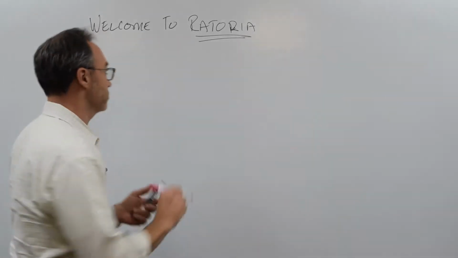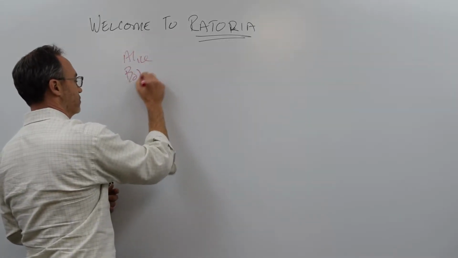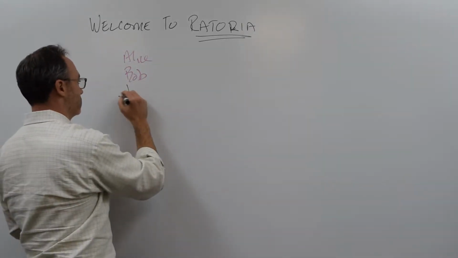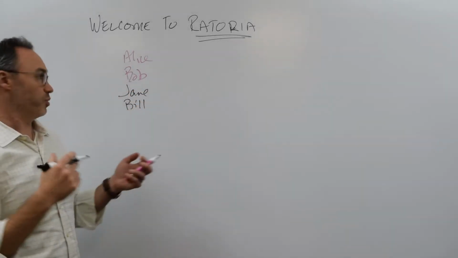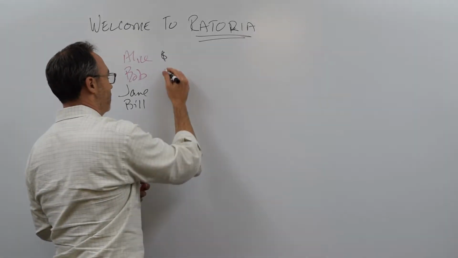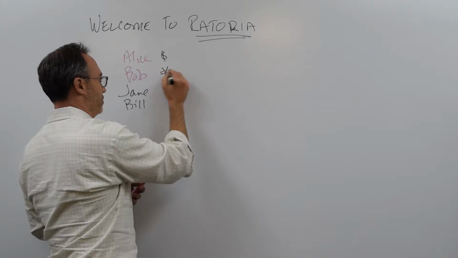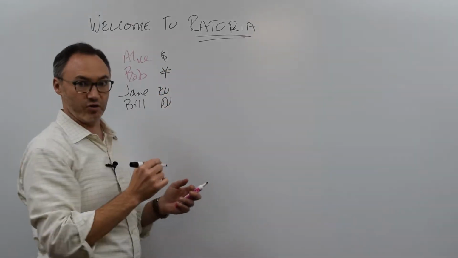So we have people like the ubiquitous Alice, Bob, Jane, Bill, whomever, which might be from several other countries, right? And Alice might transact in dollars, and Bob might be in yen, and Jane might be in euros, and Bill might be in euros, okay?